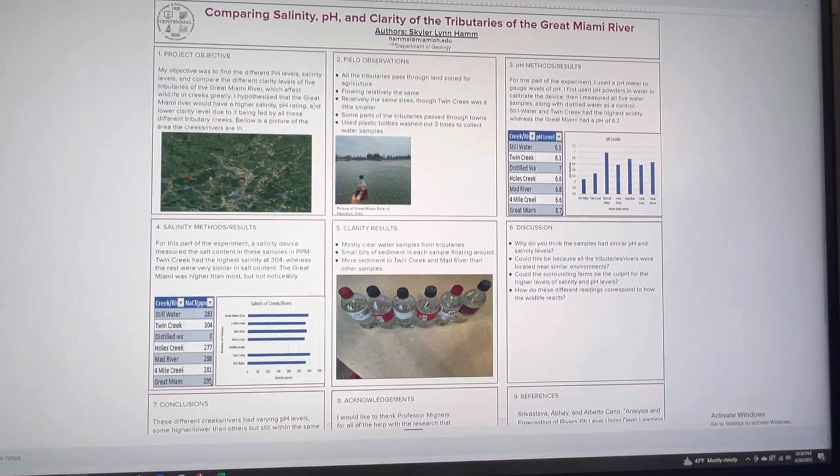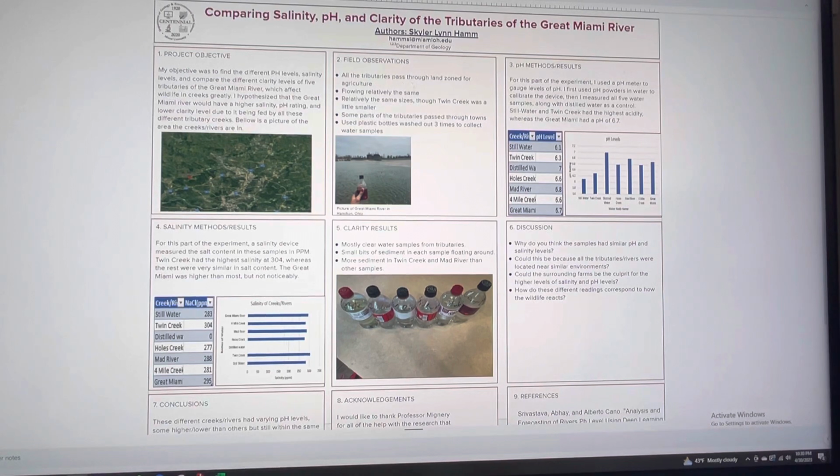I hypothesized that the Great Miami River would have a higher salinity and pH rating and a lower clarity due to it being fed by all these different tributary creeks. Below here is a Google Earth image of all the areas that I got samples from, as well as the Great Miami River running through all of them.